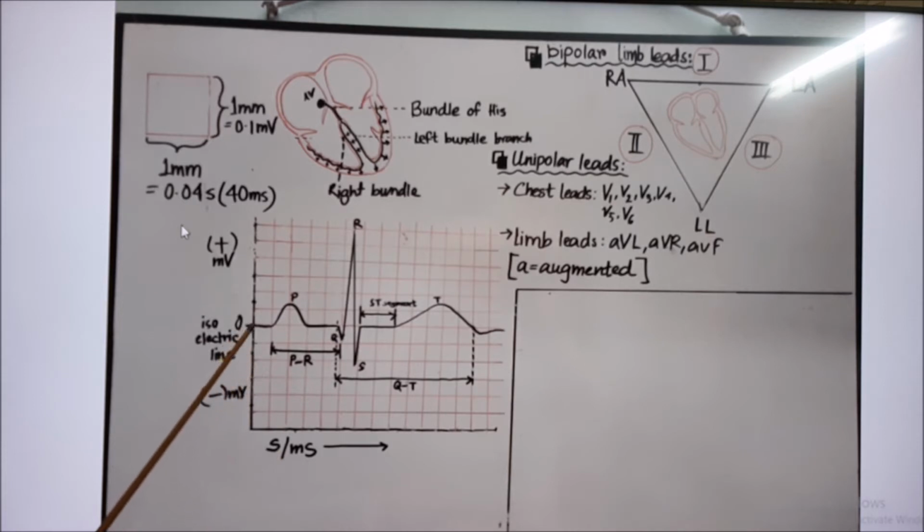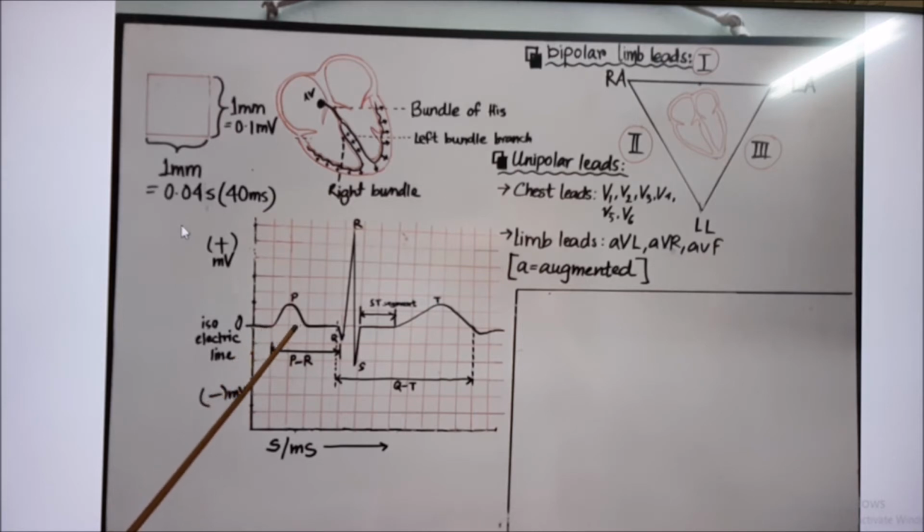Now this is the isoelectric line. Zero means the isoelectric line. These lines represent zero potential. What does zero potential mean? Neither positive nor negative. This is the isoelectric line. Anything above the isoelectric line is positive. Anything below the isoelectric line is negative.